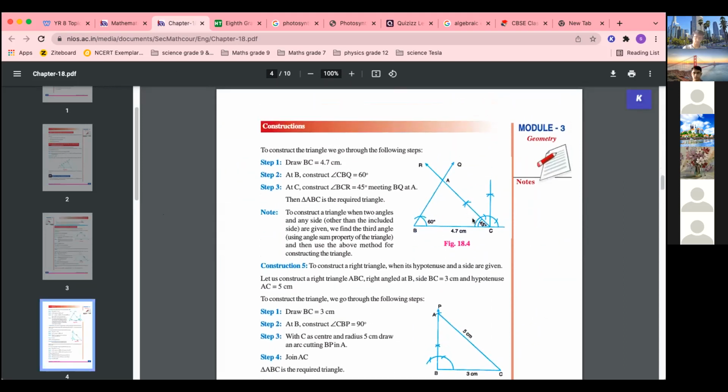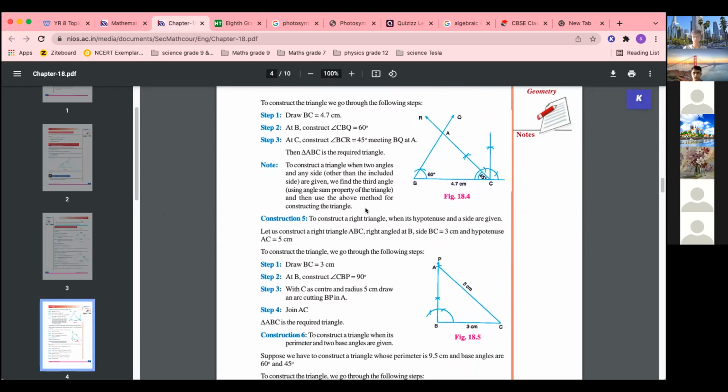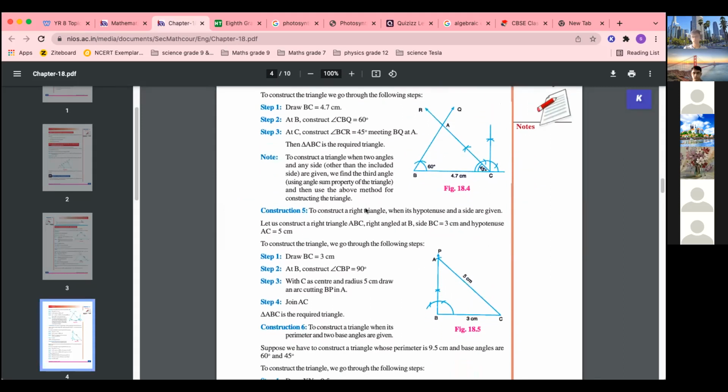Okay, I told you how to draw 90 degrees. If you want, I'll draw it. I'll show you once again. You want me to show how to draw 90 degrees? Yes. Okay.